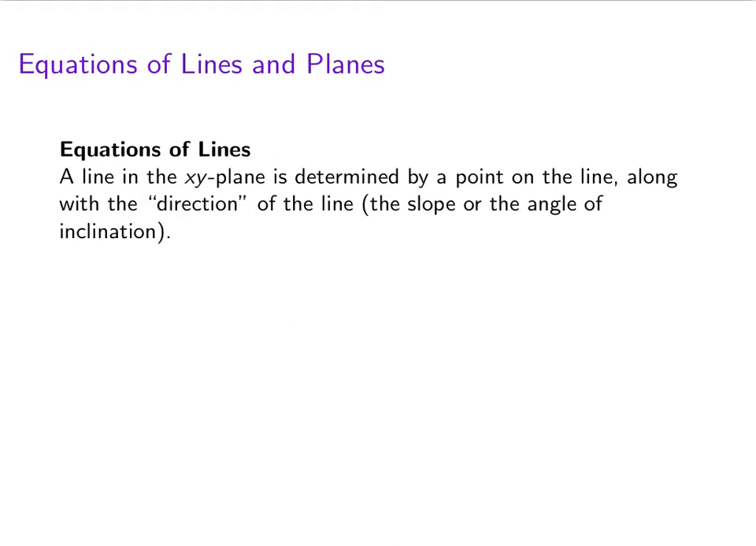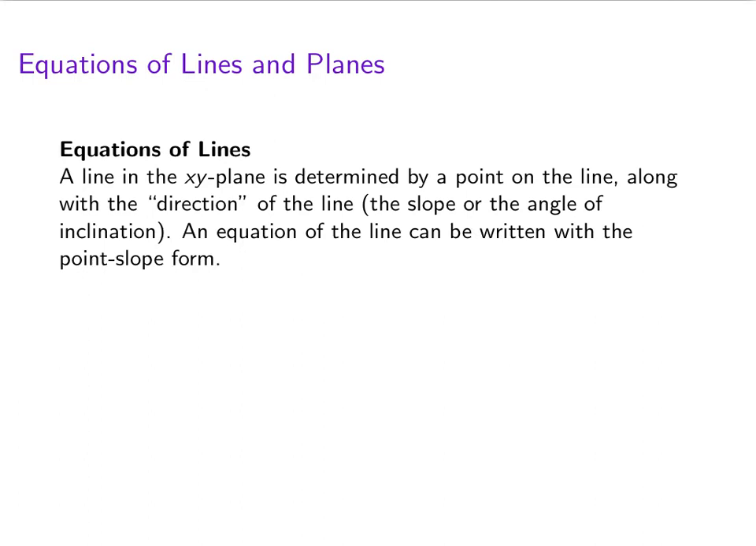That slope can be thought of as the direction of the line, or you can have angle of inclination. Any of those things are ways that you can describe the direction of the line. Once you have all that information, you can use the point-slope form to write down an equation of a line.